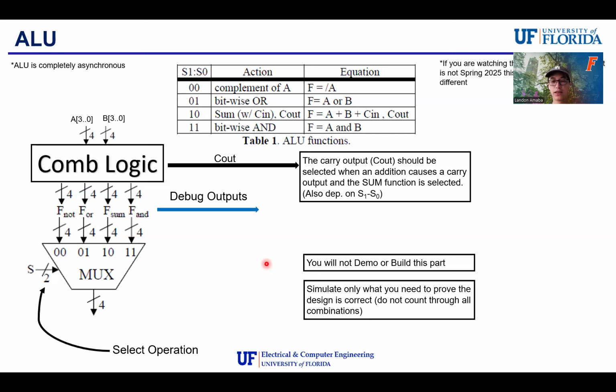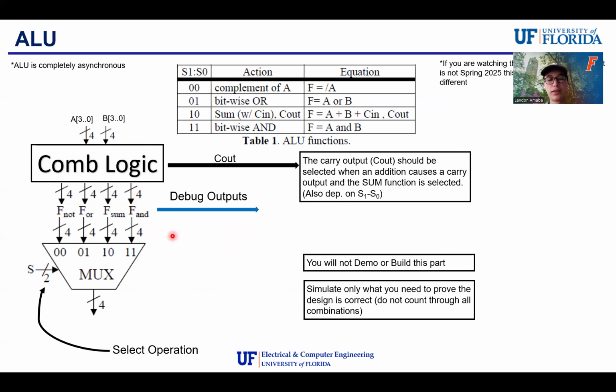All right, to prove that this design is correct, instead of iterating through all these different combinations, only choose certain input values such that you know it'll work. So maybe, for example, for the NOT, test that, use something like 1010. So when you look at the output, you can see that every single bit is negated.